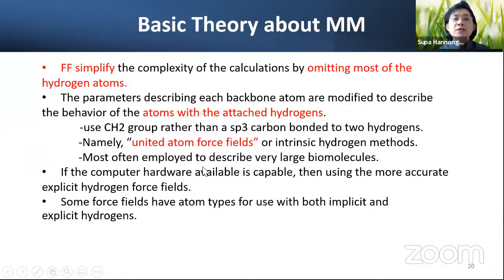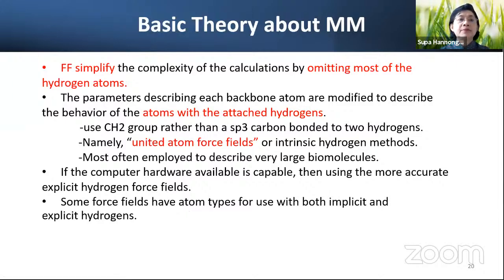And later on, we call it the united atom force field or intrinsic hydrogen method. It is most often employed to describe very large biomolecules. This is very efficient, okay? And if we have computer hardware available, then we can use the more accurate explicit hydrogen force fields, okay? Explicit hydrogen force field means you have the parameters for hydrogen atoms to be included in the interaction, in the calculations. And in some force fields right now, there are atom types for use with both implicit and explicit hydrogens, right?